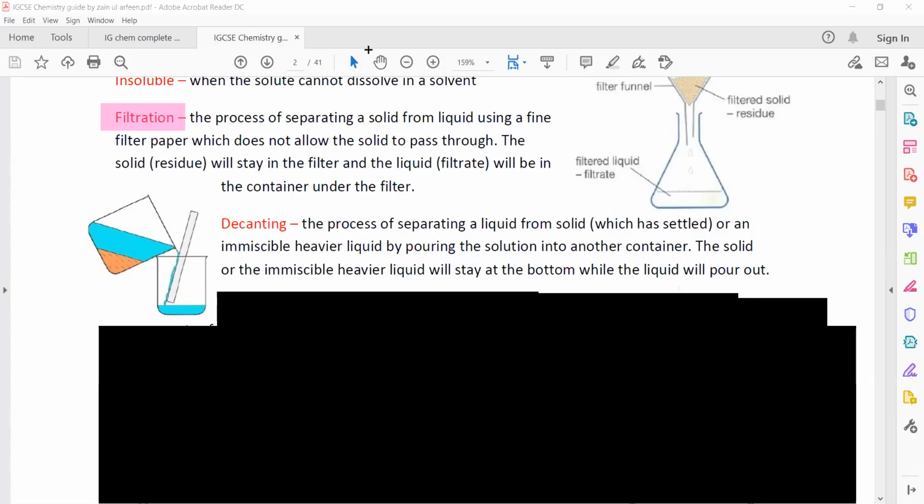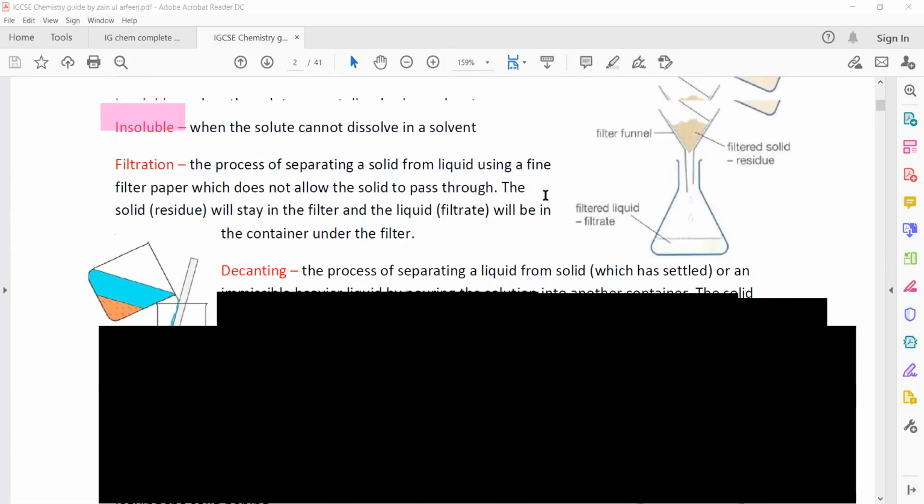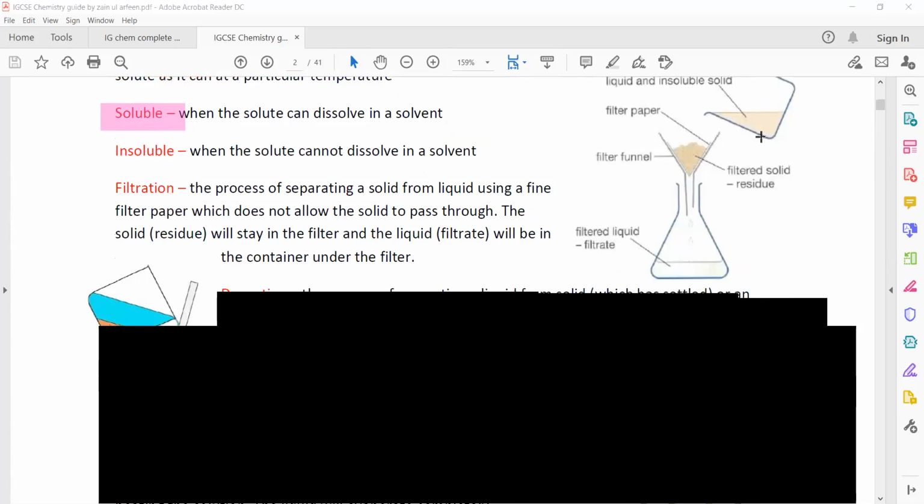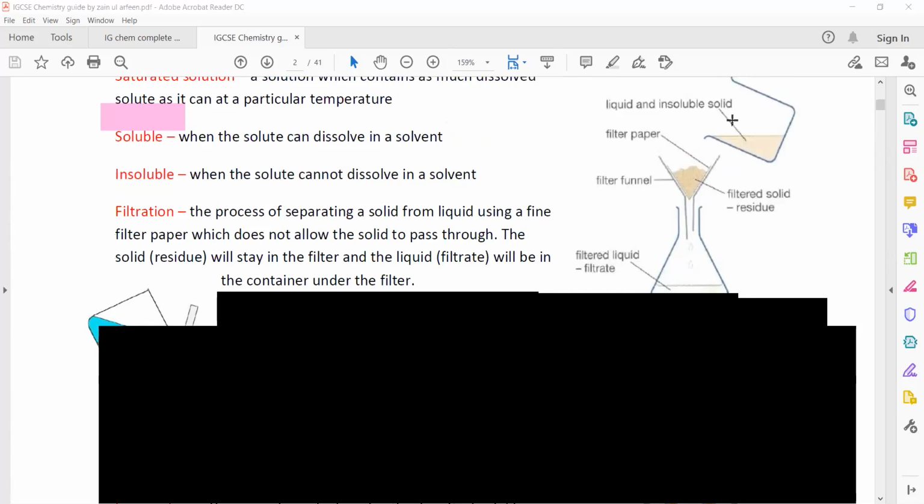So in filtration, we will gradually transfer a mixture and pass it through a filter paper. We have an insoluble solid and a liquid, and we pass this through a filter paper. The filter paper will allow the liquid to flow and the solid will be left behind on the filter paper. The thing which is left on the filter paper is known as the residue, and the thing which passes through is called the filtrate.